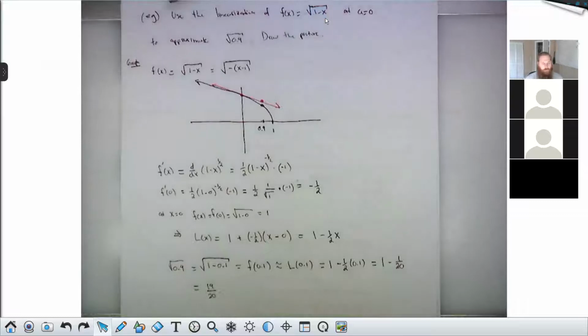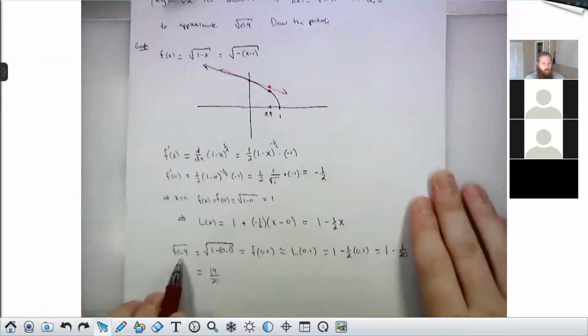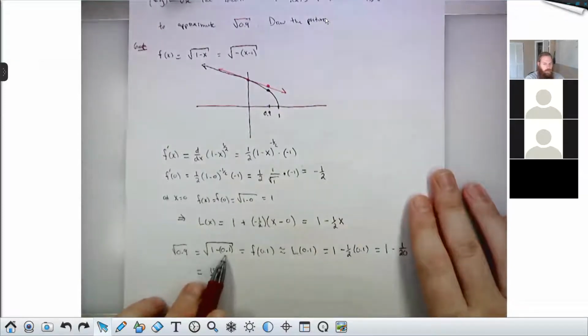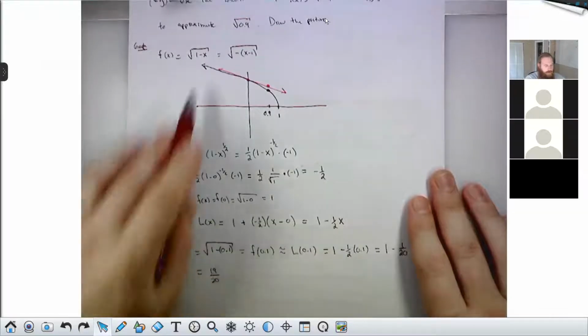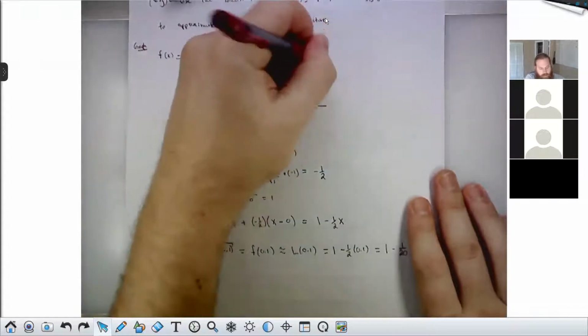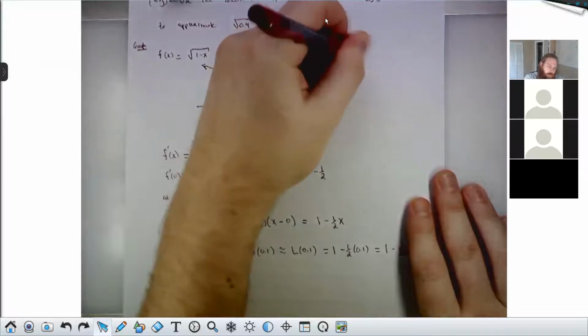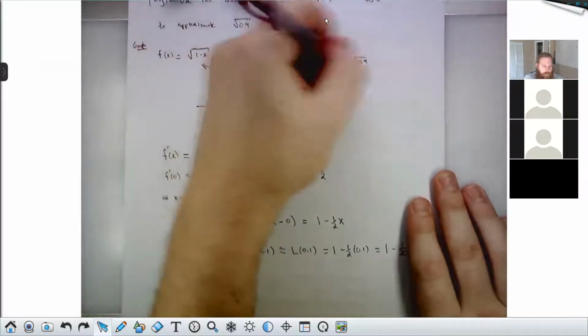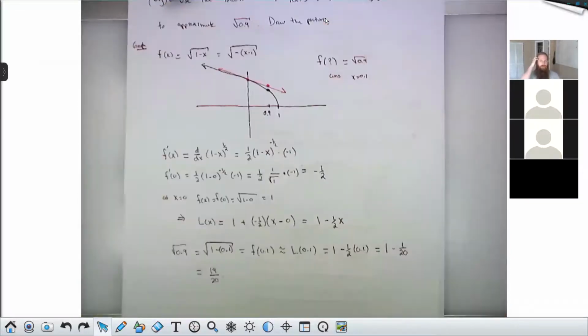All right, if you look down here, the square root of 0.9 is the square root of 1 minus 0.1. And my function f of x is the square root of 1 minus x. So I had to figure out f of what gives the square root of 0.9, and the answer is x equals 0.1. Does that make sense? I didn't hear a yes or a no there. Are we clear on why we're plugging in 0.1? Yeah. Okay, cool.